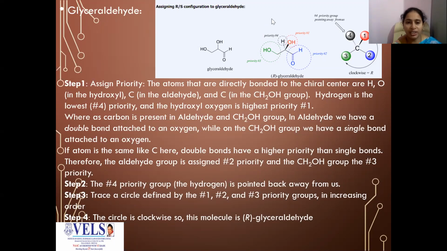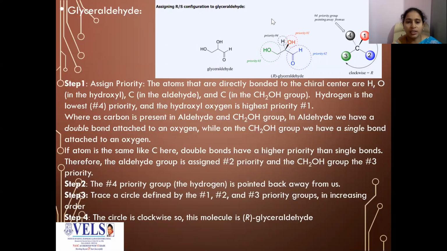In the aldehyde, we have a double bond attached to oxygen. So this carbon, attached to oxygen, is compared with the carbon which is attached to oxygen in a single bond with the hydroxyl group. If the same atom, like carbon, is bonded by a double bond and also a single bond, definitely the double bond will have higher priority than the single bond. Therefore, the aldehyde group is assigned as second priority, and later the methyl hydroxyl group is assigned as third priority.